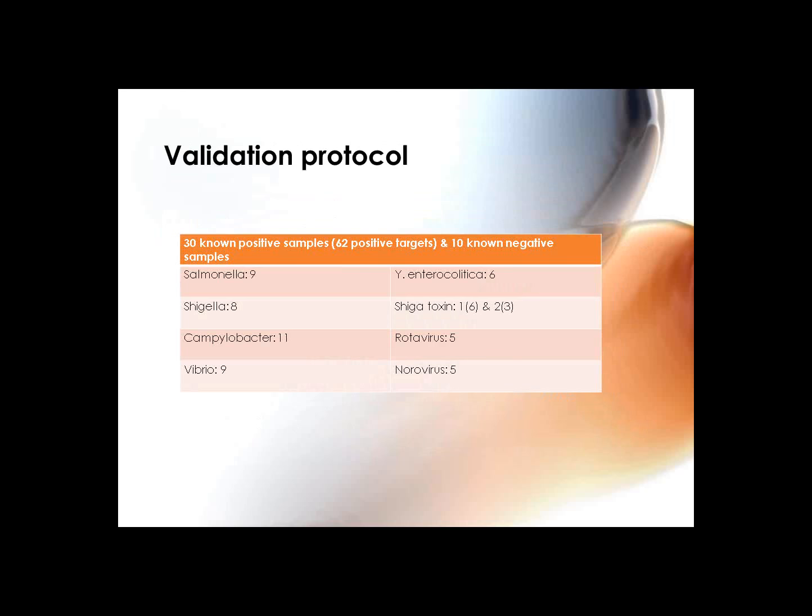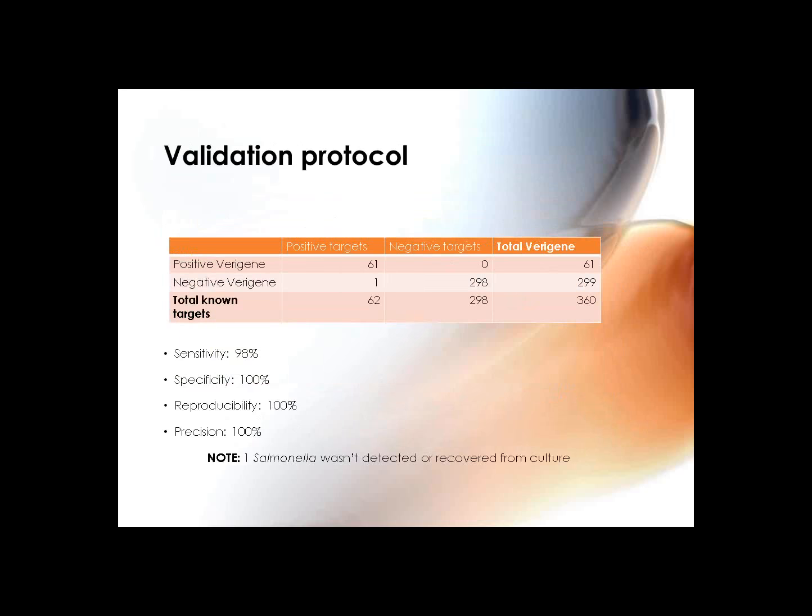We had 30 known positive samples, with 62 positive targets. Some of them have multiple organisms, some have only one, and this was the distribution. We used 9 Salmonella, 8 Shigella, 11 Campylobacter. We also had the opportunity to have 6 Yersinia enterocolitica, most of them from the QC. We also used 6 Shiga toxin 1 and 3 Shiga toxin 2. And this was the result.